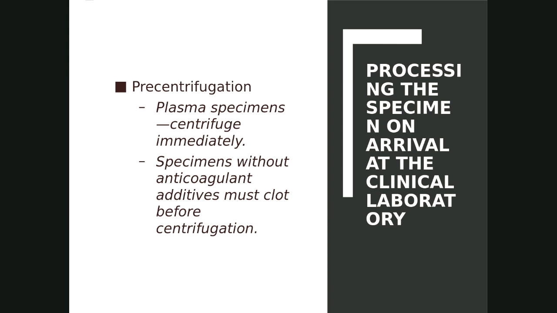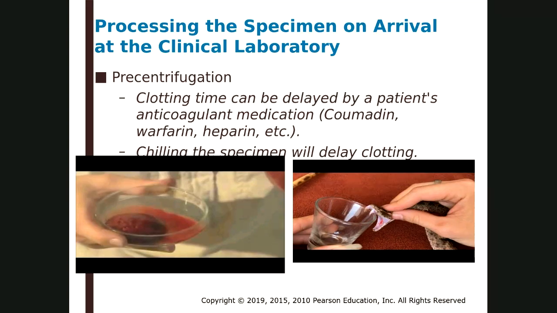Specimens without anticoagulant additive, such as our red and SST gold tubes, must clot before centrifugation, and this takes about 30 to 60 minutes. Pre-centrifugation clotting time can be delayed by a patient's anticoagulant medication, Coumadin, warfarin, and heparin, and chilling the specimen will delay clotting as well. I provided a video, which I'll share in Blackboard, which shows what snake venom does to the clotting process inside the body.